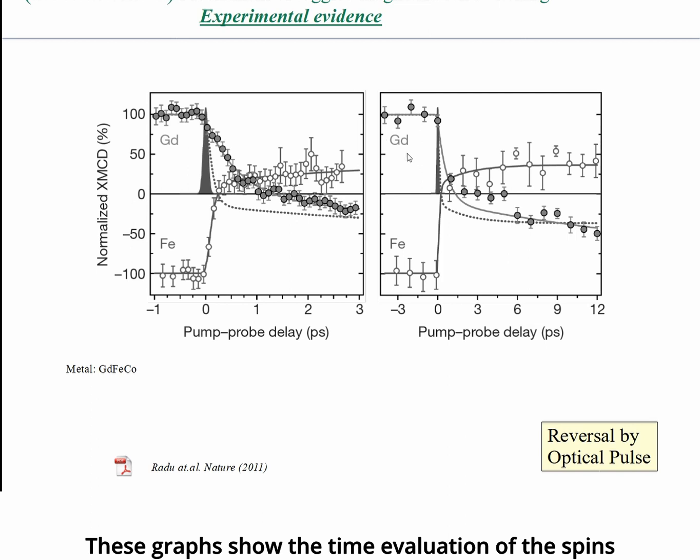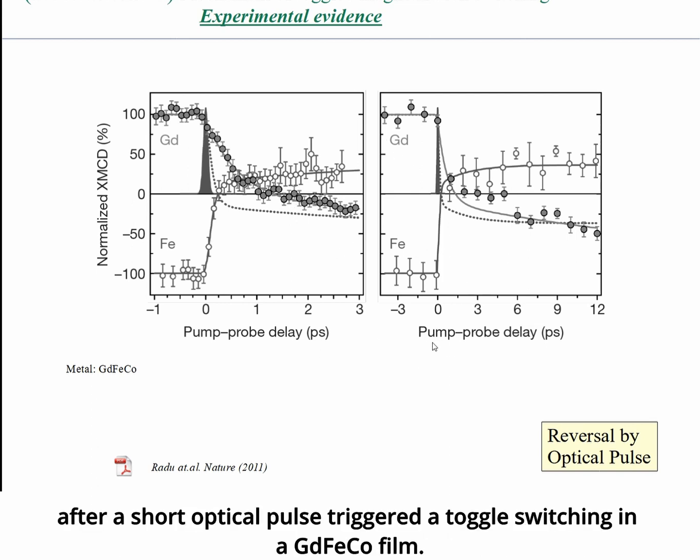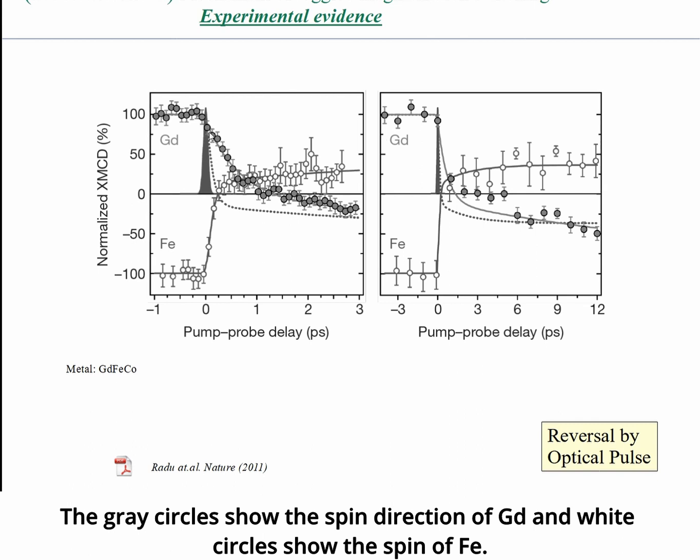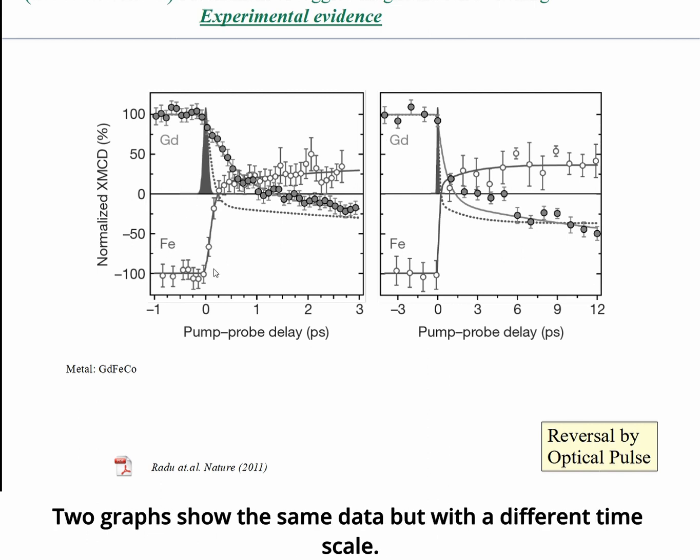This graph shows the time evolution of spins after a short optical pulse triggered a toggle switching in a gadolinium iron cobalt film. The gray circle shows the spin direction of gadolinium and the white circle shows the spin of iron. Two graphs show the same data but with different time scales.